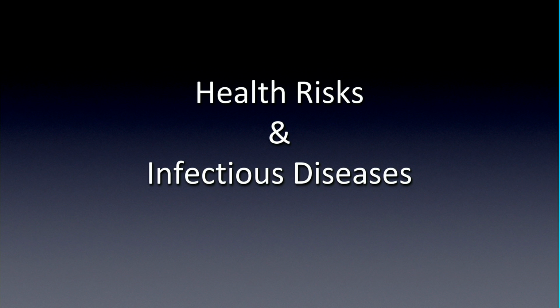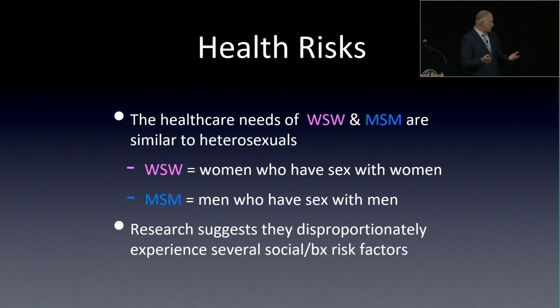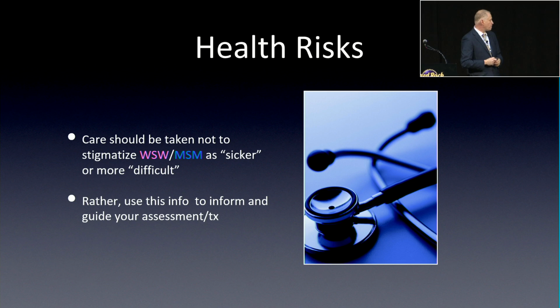because then we're going to be at risk of what we're going to talk about next, which is a lot of the health risks of the population. So you'll see these acronyms: women who have sex with men, men who have sex with men, in the next groupings, and there are disproportionate experiences between the populations that you'll see that are risk factors.